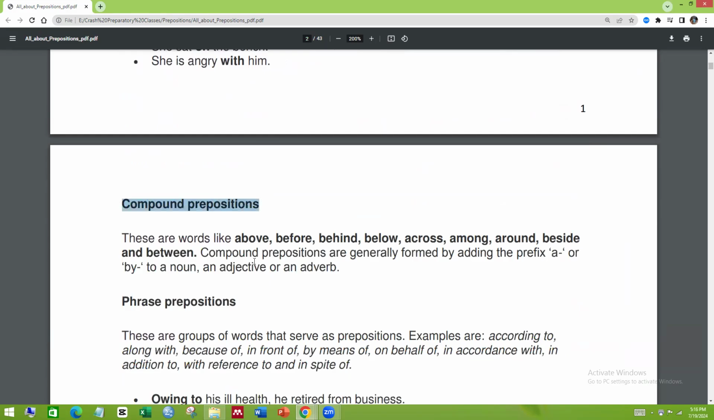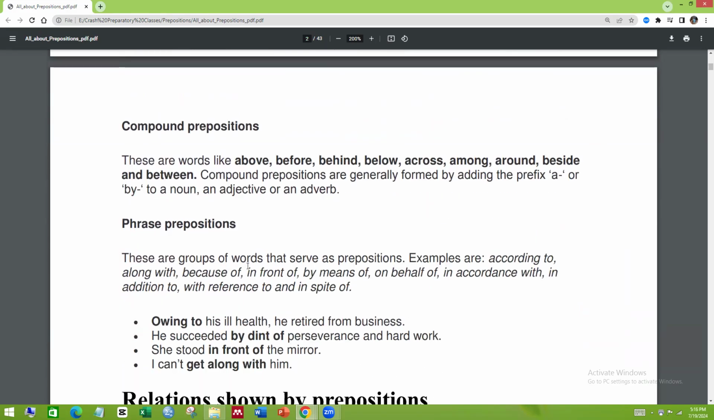Now we have the second type, that is compound prepositions. These are words like above, before, behind, below, across, among, around, beside, and between. Compound prepositions are generally formed by adding the prefix a or be to a noun, an adjective or an adverb. Prefix हम कहते हैं addition of words to the root word, जैसे हम कोई नया word बनाएं by structure. So these are the examples.